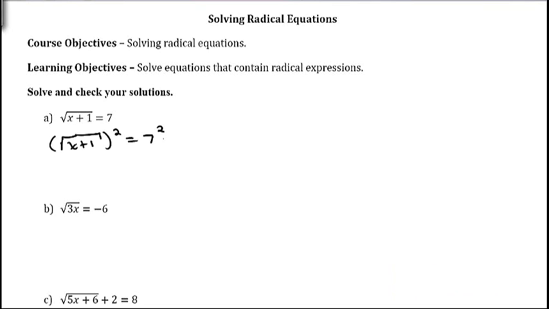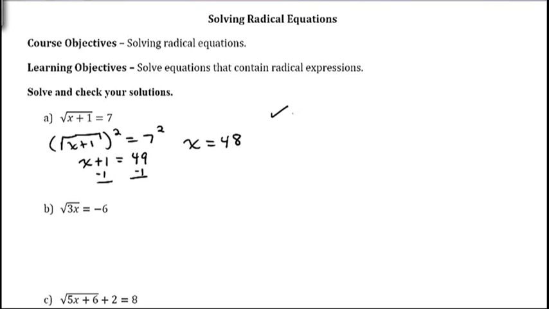So whatever you do to one side of an equation, remember you have to do to the other. And this square root and this square basically cancel each other out, so this will just be x plus 1. And 7 squared is 49. And then subtract 1 from both sides of the equation, and you get x is equal to 47. Sorry, 48.